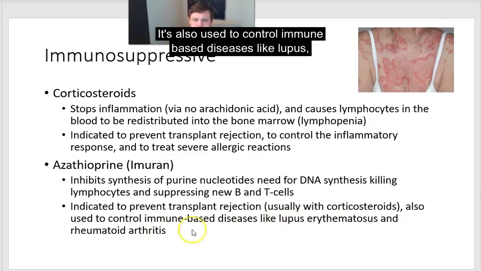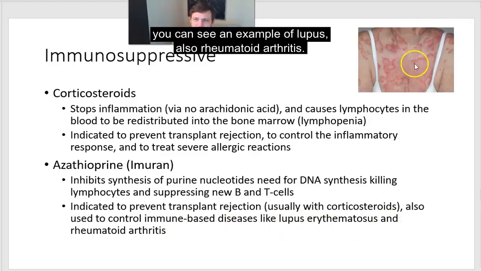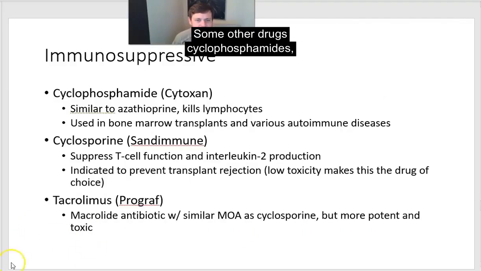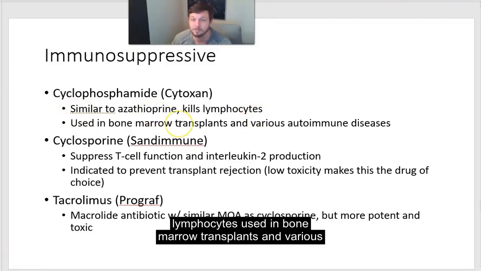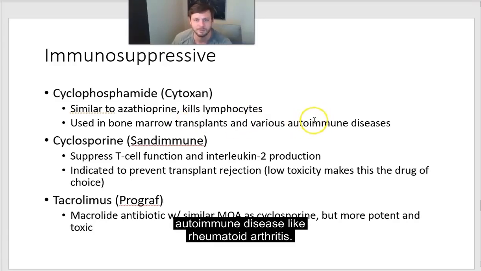It's also used to control immune-based diseases like lupus. Here you can see an example of lupus, also rheumatoid arthritis. Some other drugs, cyclophosphamide. Again, this is pretty similar to azathioprine, killing off the lymphocytes, used in bone marrow transplants and various autoimmune diseases like rheumatoid arthritis.